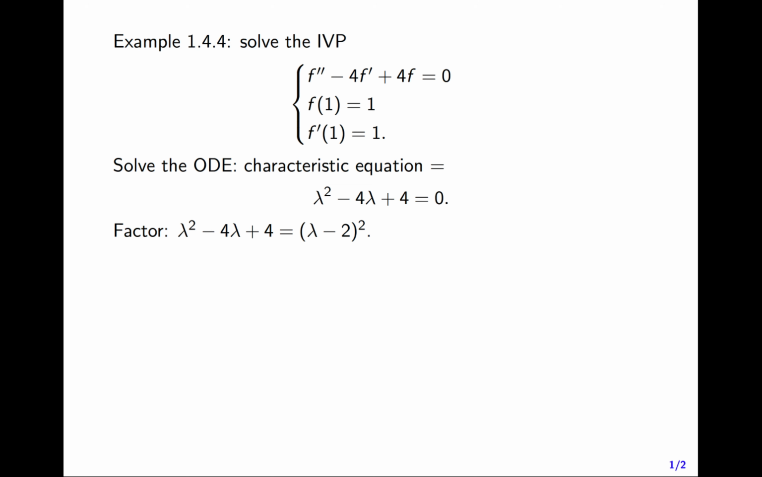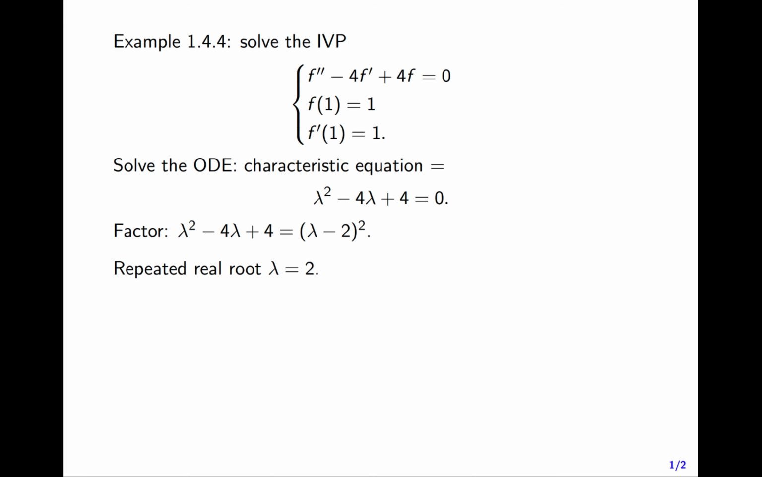We factor, hopefully we see the factoring immediately. Lambda squared minus 4 lambda plus 4 is equal to lambda minus 2 squared. If you don't see the factoring immediately, you can always use the quadratic formula. So what are my solutions? Well, there is only the repeated real root lambda equals 2 here.